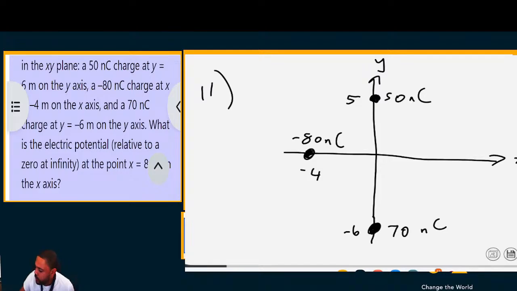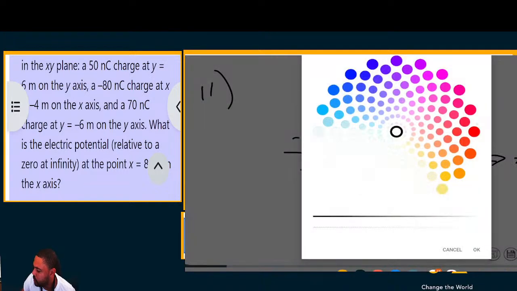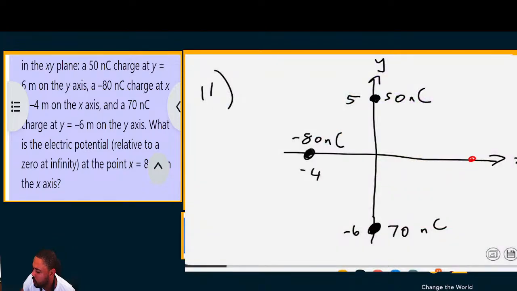So where it is 8 meters here, let me rather use a different color to indicate this is where we want. This is at 8 meters on the x-axis. At 8 meters on the x-axis, we want the electric potential at that point due to these charges.